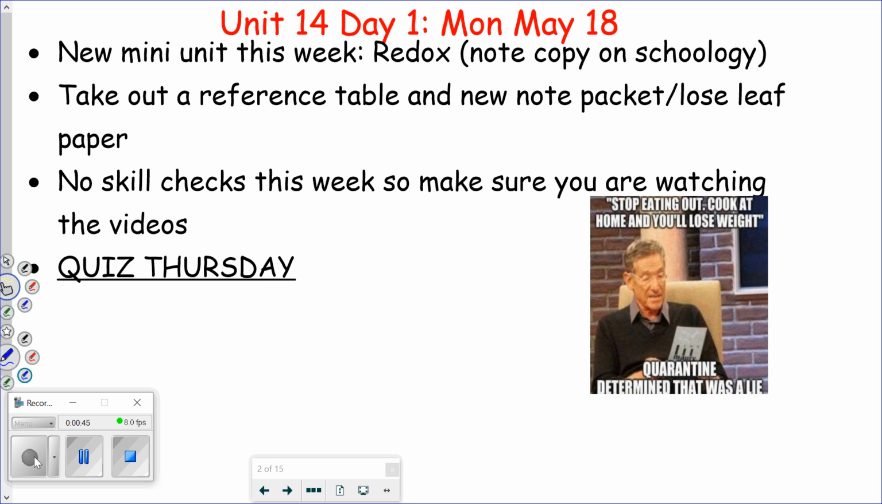What you'll need for this is your reference table out. You need your reference table out to the periodic table of elements. You don't actually need it for any new tables. You just need it to be able to look at elements and especially their oxidation numbers. Either you can write your notes on loose leaf paper, or I posted the note packet in the Unit 14 Redox folder, and there's a notes folder within there that you can always print the notes at home if you would like.